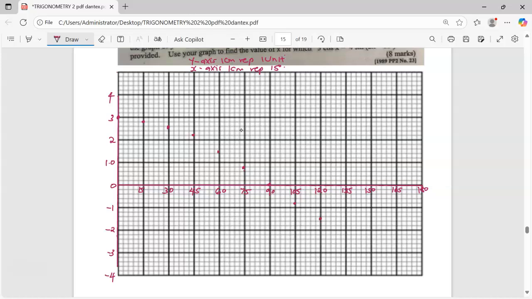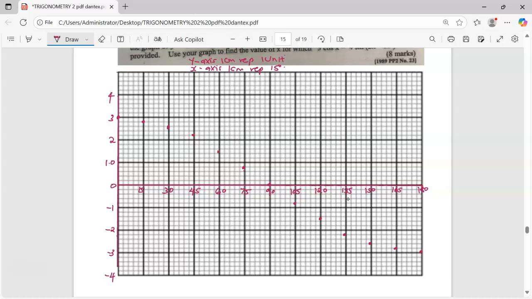When it is at 135, we are going to have negative 2.12. At 150, sorry, we are going to have negative 2.60. At 165, we are going to have negative 2.9. 2.9 is here. And when we have 180, we are going to have negative 3. At 180, we have negative 3 at this point.